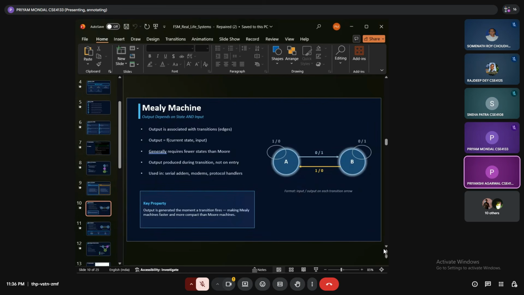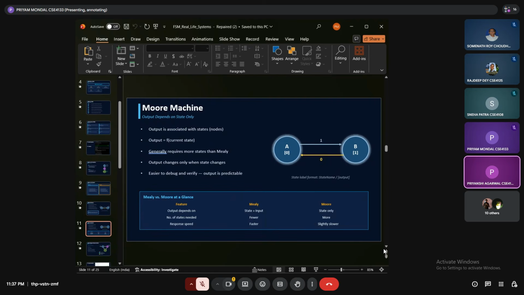Next slide. In a Mealy machine, the output depends on both the current state and the input. This means output is produced during the transition, making it faster and often requiring fewer states. In the Moore machine, the output depends only on the current state. The outputs are associated with states instead of transitions, which makes the system more stable.